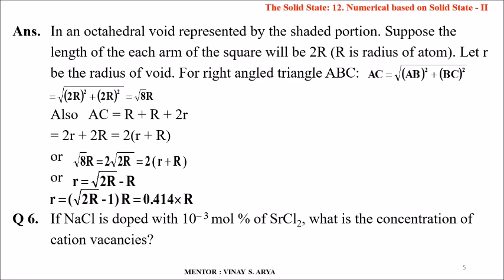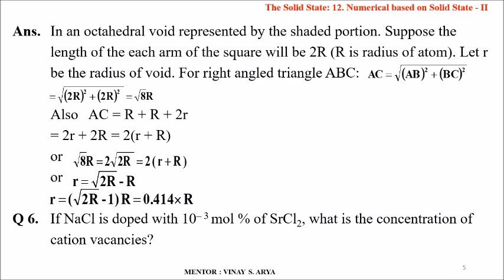So root 8r is equal to 2 root 2 capital R. So that is equal to twice small r plus capital R, which we have calculated right now for AC. So small r is equal to twice capital R minus R. So small r is equal to (root 2 minus 1) into R. So that is equal to 0.414 into R, which is the value which is required. So small r upon capital R is equal to 0.414, which is the radius ratio of the octahedral void.